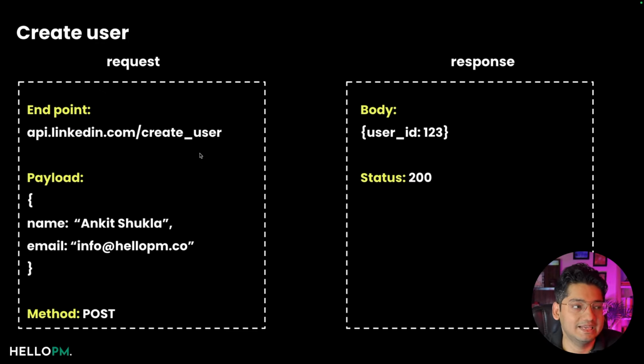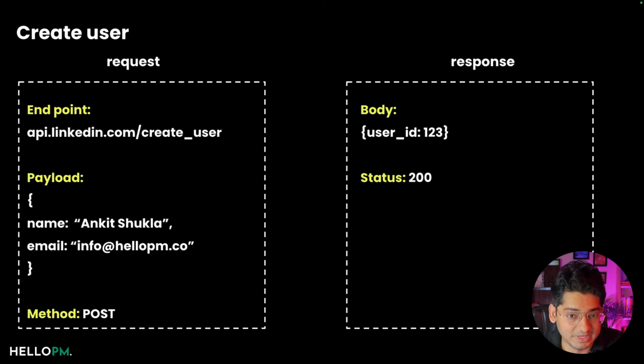Okay, and then I'll send this request to the LinkedIn API. Once the LinkedIn API has got this information, it will first understand whether this information is for a new user or not. If it is not for a new user, it is going to throw an error that no, this user already exists. You should go ahead and tell them to log in.